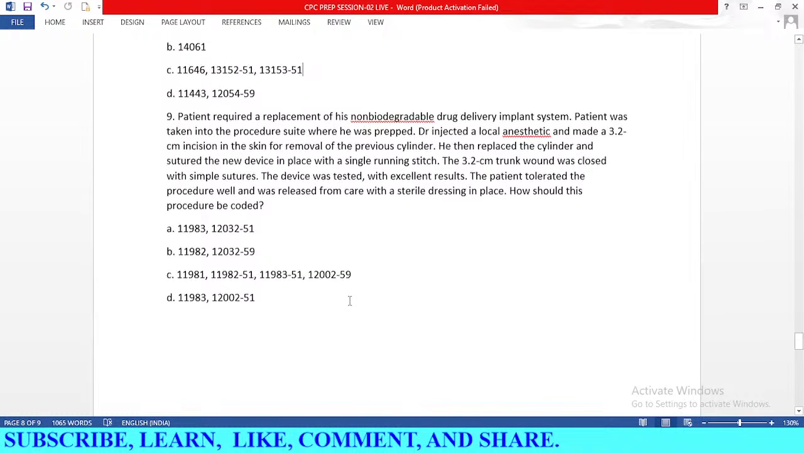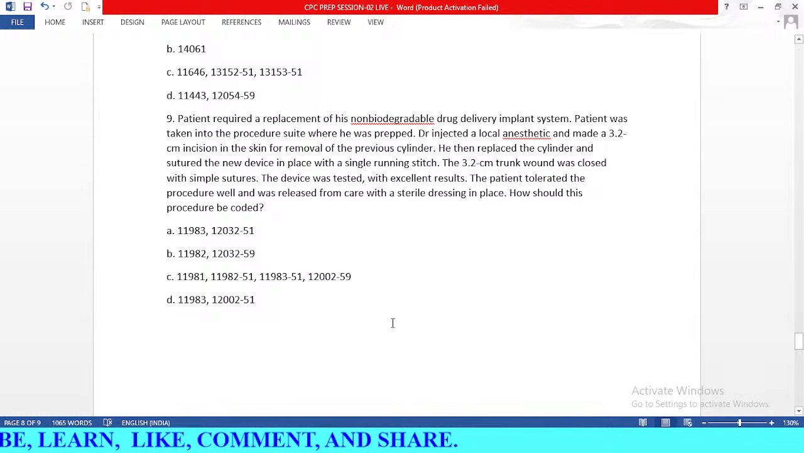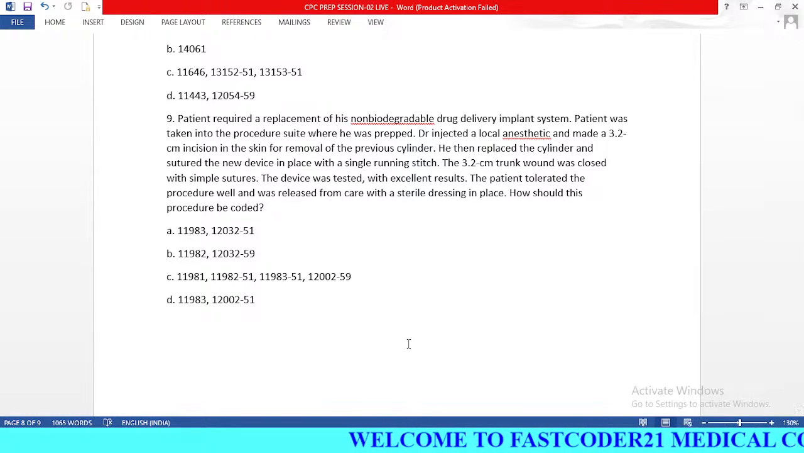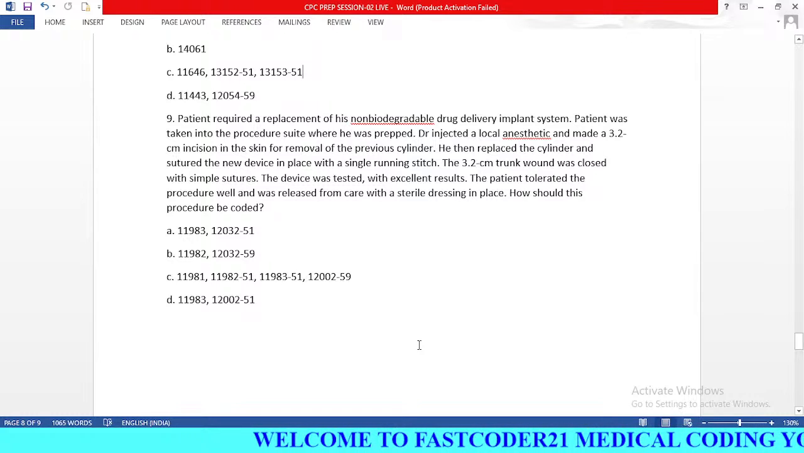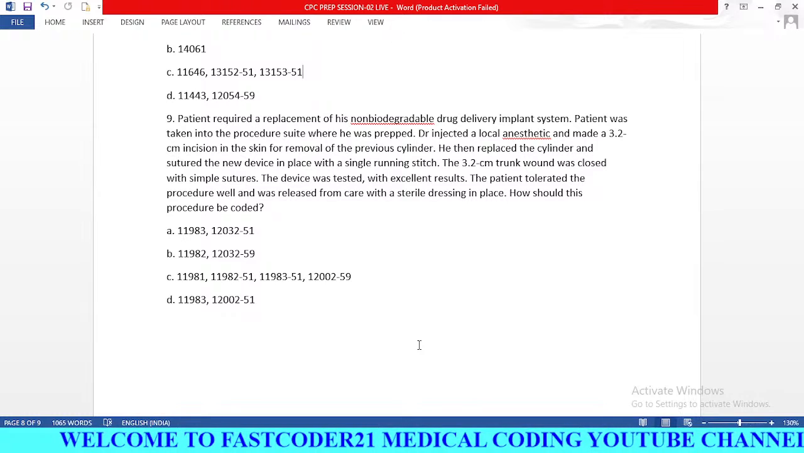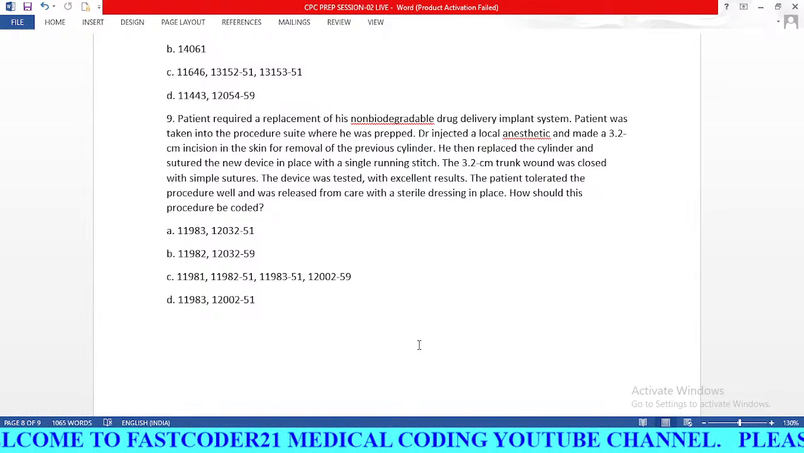Next, the patient required a replacement of his non-biodegradable drug delivery implant system. The patient was taken into the procedure suite where he was prepped. The doctor injected a local anesthetic and made a 3.2 centimeter incision in the skin for removal of the previous cylinder. He then replaced the cylinder and sutured the new device in place with a single running stitch. The 3.2 centimeter trunk wound was closed with a simple closure, or simple suture. The device was tested with excellent results. The patient tolerated the procedure well and was released from the care with a sterile dressing in place. How should this procedure be coded?